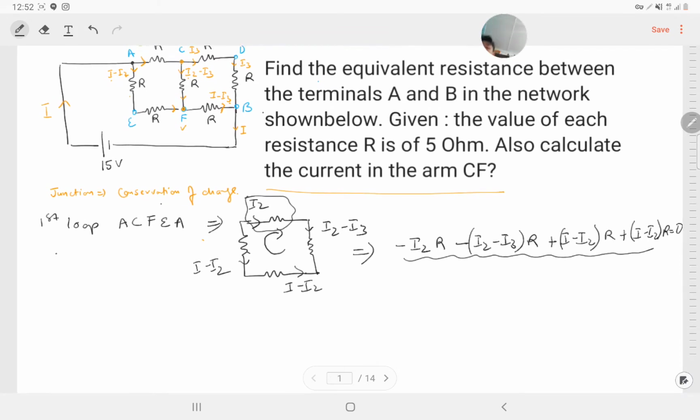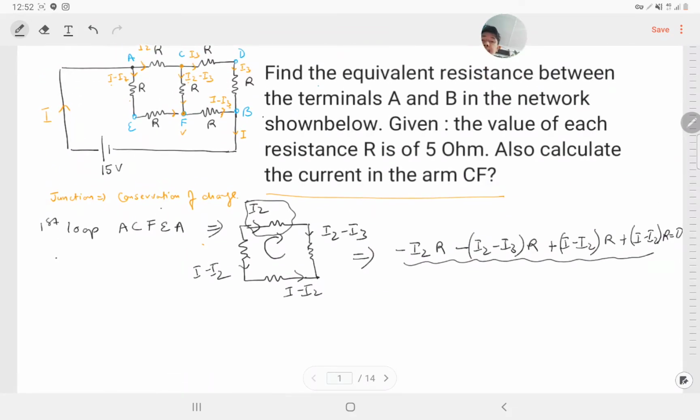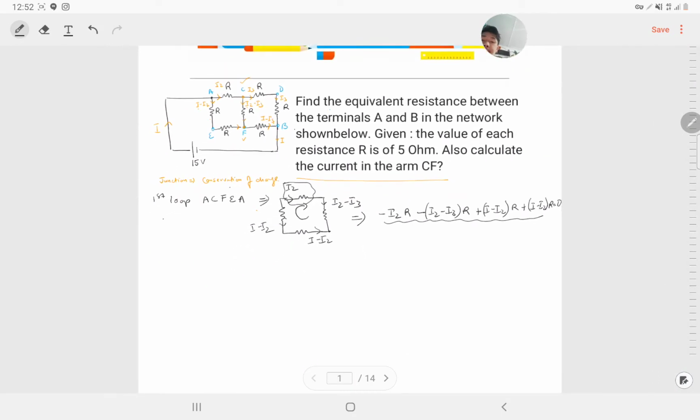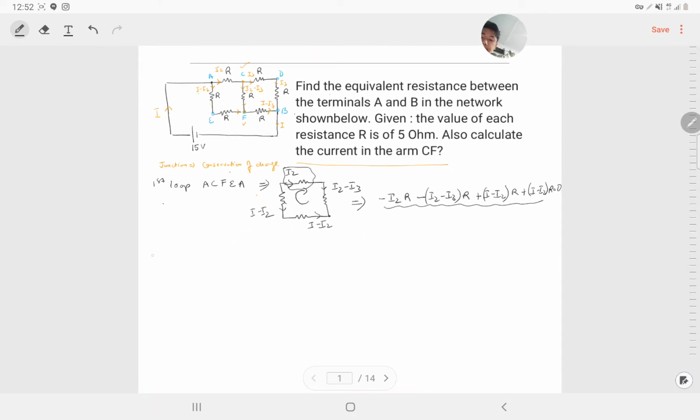Similarly, the second loop is going to be CDFB. Okay, CDBFC.